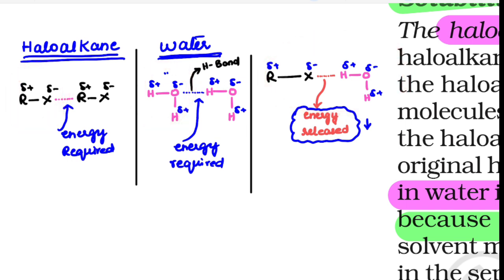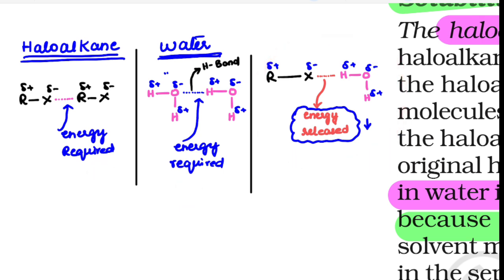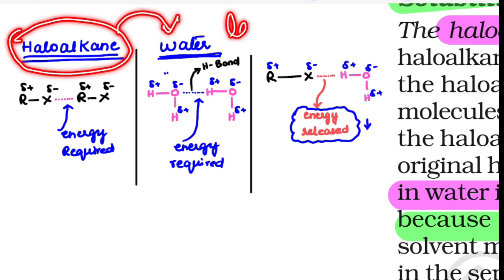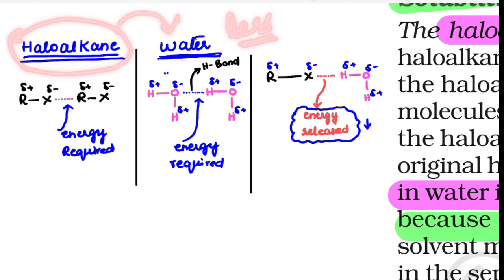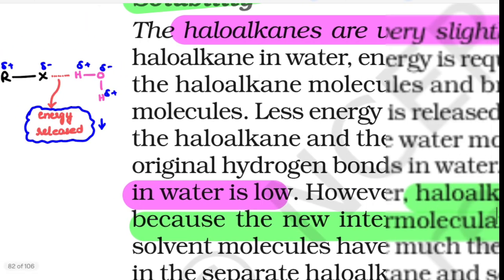So here again you can see a bond will be formed. When a bond is formed, energy will be released. The energy released will be very less in amount when compared to the energy that is supplied. Therefore, this will be highly unstable. Therefore, the solubility of haloalkane in water is very less. Why? Because two different kinds of bonds are present, and here the bond formed is also different. Therefore, solubility will be very less in water.